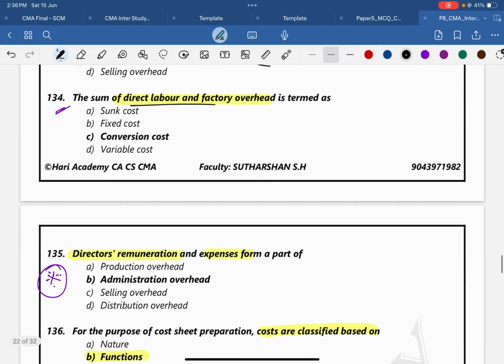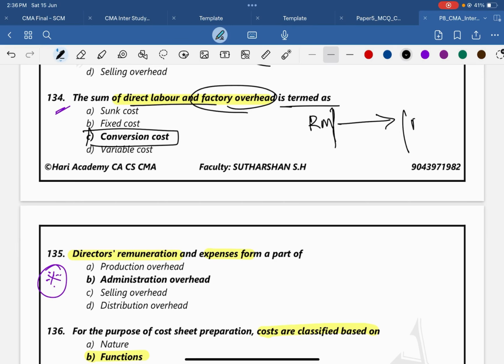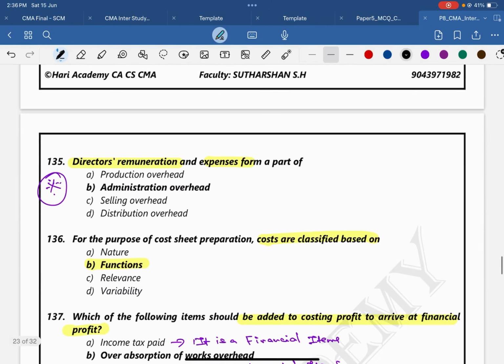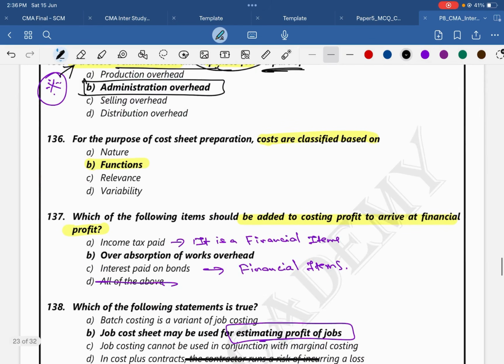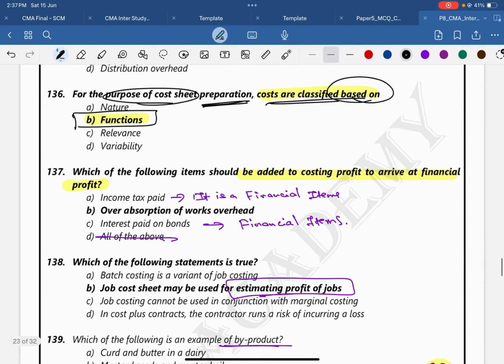Next, the sum of direct labor and factory overhead is termed as conversion cost. I already told, no, from raw material, the process from extracting raw material till FG, that is your cost of production. In between, whatever cost you incur, that cost is known as conversion cost. Directors' remuneration and expenses form part of admin overheads. Kindly mark it, admin overheads. For the purpose of cost sheet preparation, costs are classified based on functions. The costs are basically divided into functional parts.